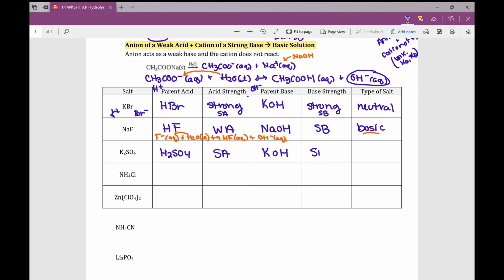KOH is a strong base. So because we have strong and strong, this would be a neutral solution. Okay, moving on to our next one.